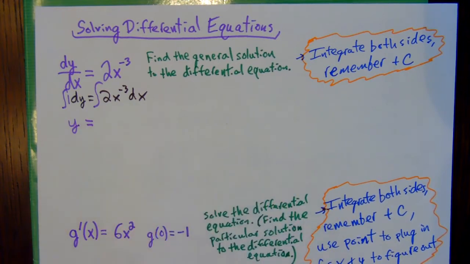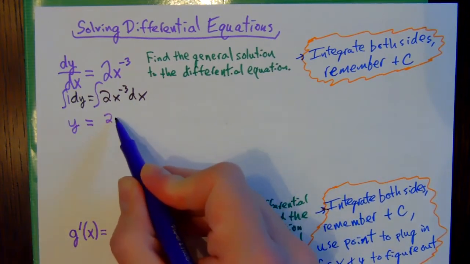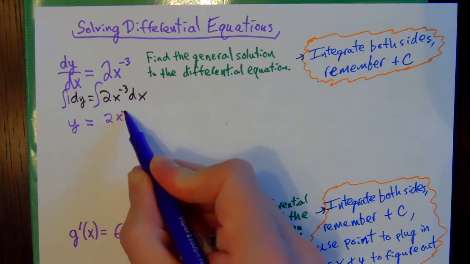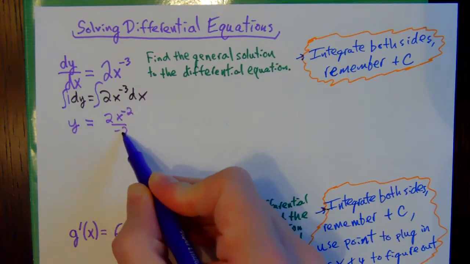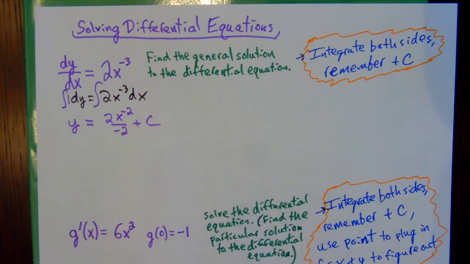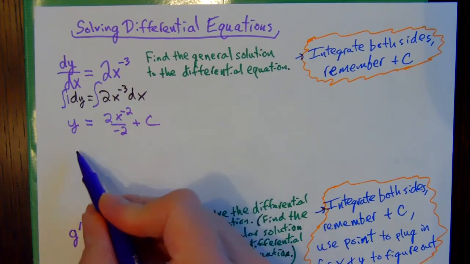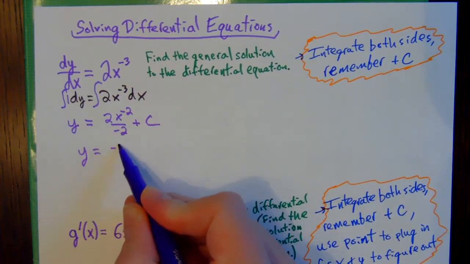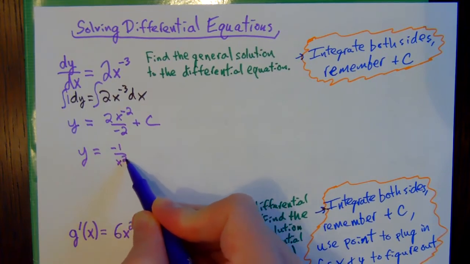And then you're going to integrate this. This is our easy power rule. So we're going to carry the 2 down. We're going to add 1 to the exponent. We're going to divide it by that same number. Technically, I integrated both sides, so I got my plus c involved. And then those will cancel out. So this is just going to be -1 over x squared plus c.